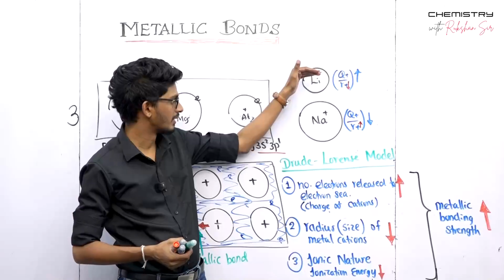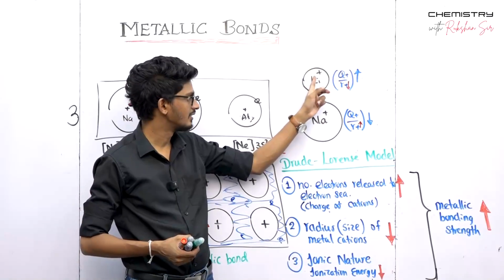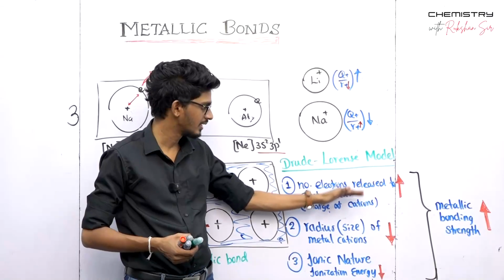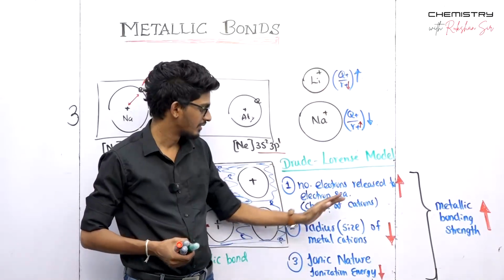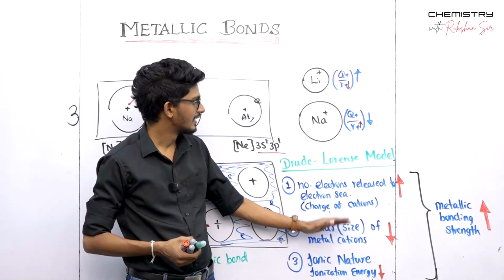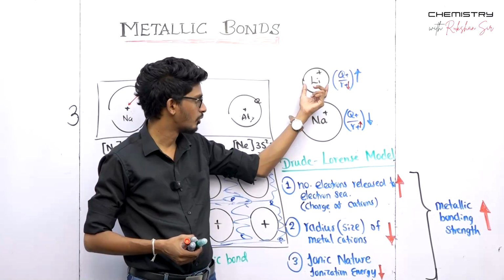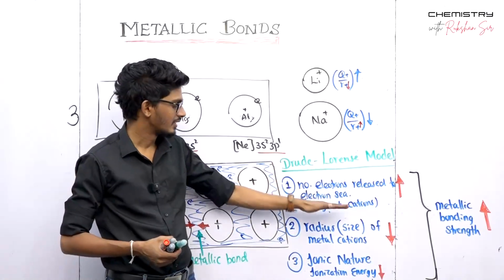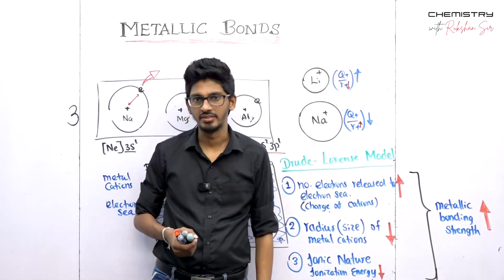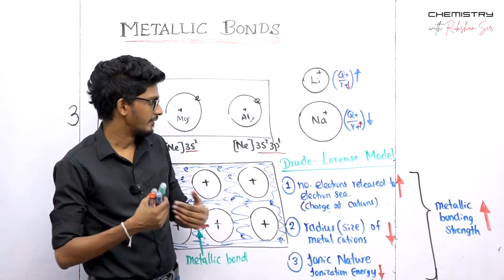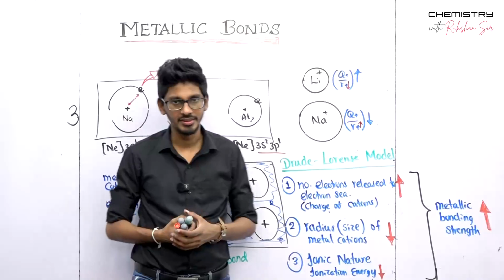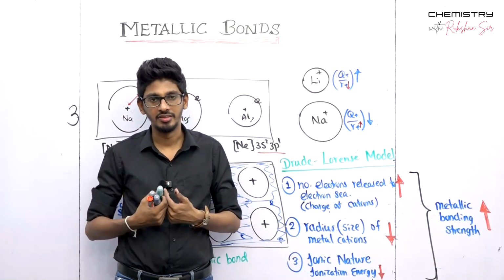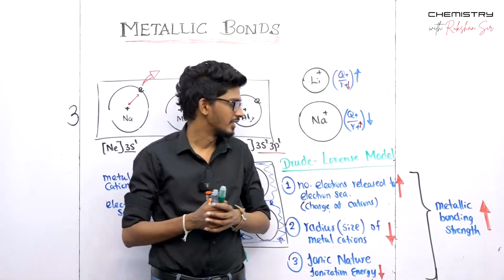It's like this. If you have to compare lithium and sodium, both are releasing 1 electron each to the electron sea. So with this fact, you can't comment on the metallic bonding strength of sodium and lithium. But when it comes to the radius of the metal cation, yes, the radius is smaller with lithium, so it should have the greater metallic bonding strength. In order, you have to consider these facts when comparing two metals to decide which one has the stronger metallic bonding.